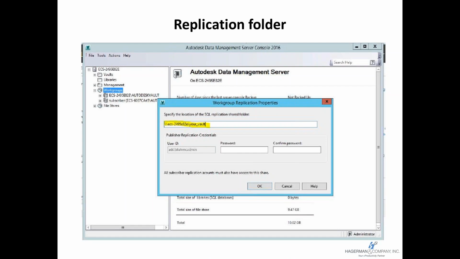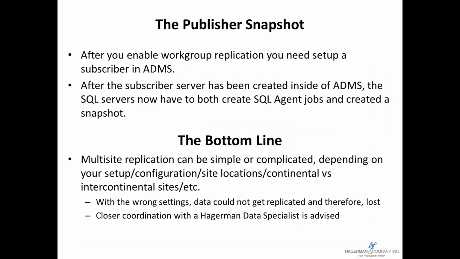Just a quick screenshot of the replication folder. When you're setting up replication in the vault, you have to specify the location of the SQL replication to use. On the publisher system that's pushing the information out, after you enable that replication option, you'll have to set up a subscriber server in the ADMS console. Once the subscriber has been set up, then the SQL servers on both ends have to have SQL agent jobs created. This can start to get a little complicated.